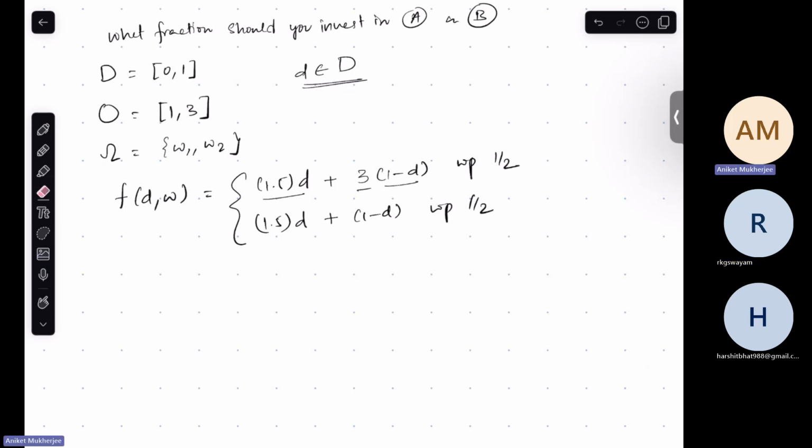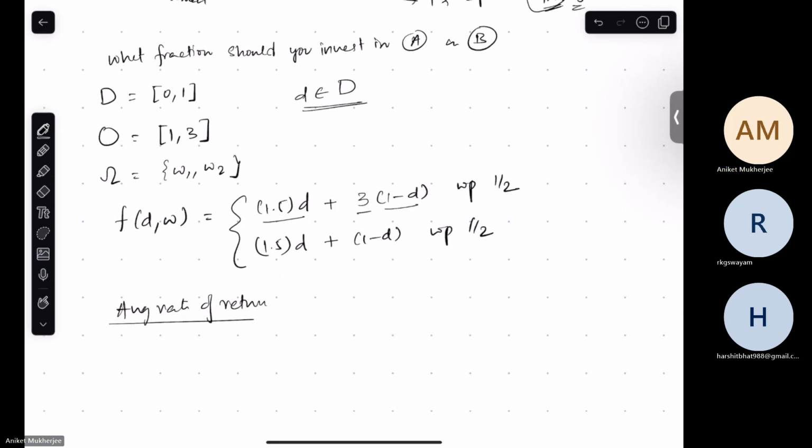For the first thing, we can calculate the average rate of return. We'll not go into utility. We'll do the average rate of return. The average of investment A is 1.5. The average of investment B is 2.